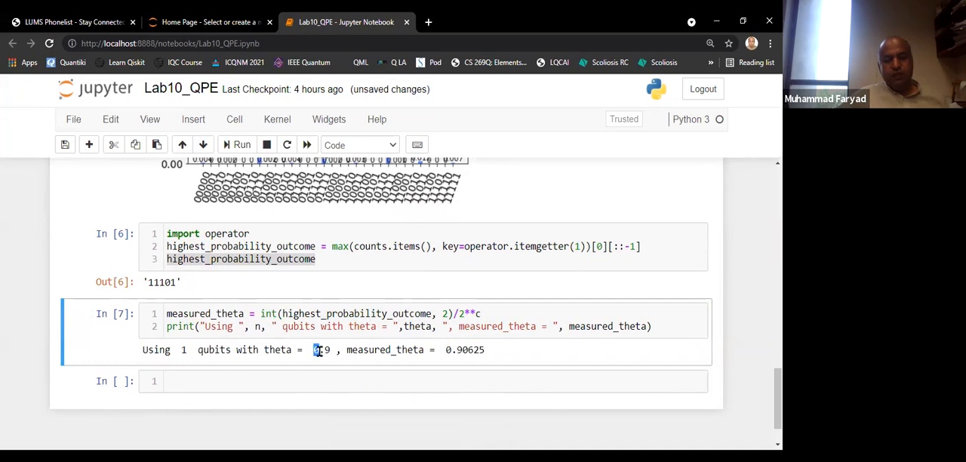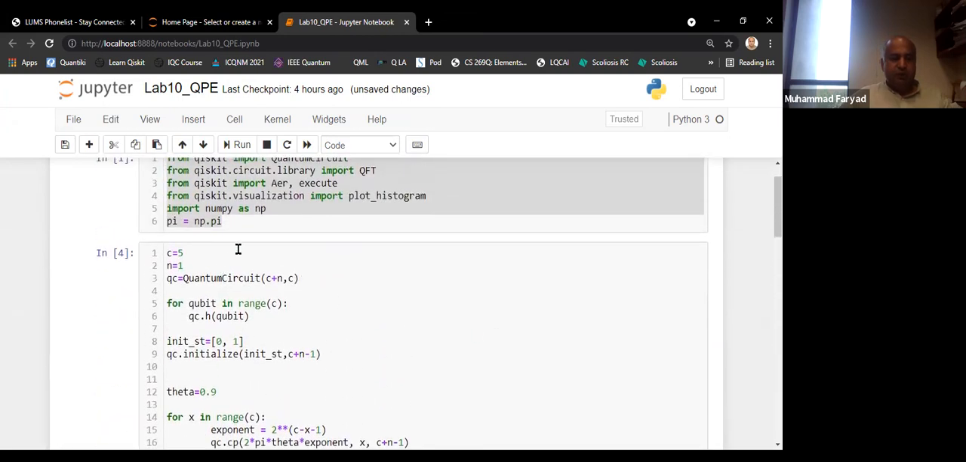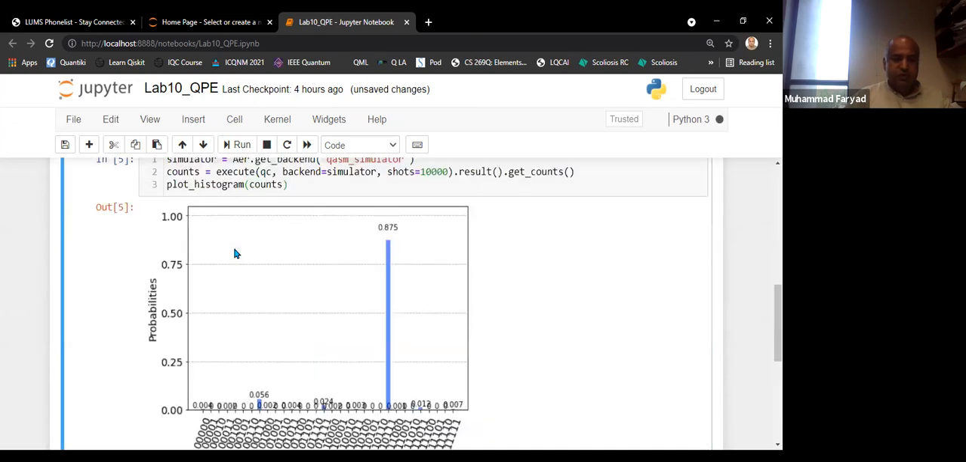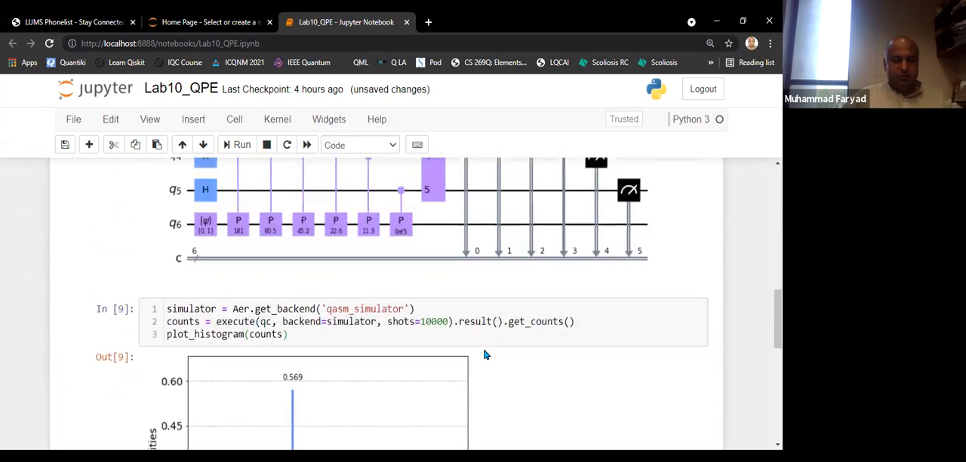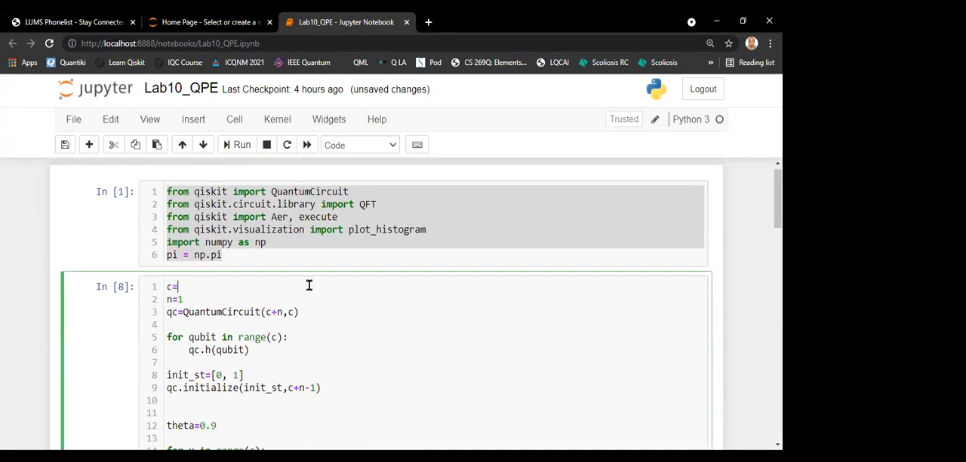So it should have given us 0.9, but it's giving us 0.90625, because the number of qubits c that we have used to represent 0.9 is not enough. You can get a better approximation by increasing c. Let's say we increase c to 6. It's still not close, but 0.9, what was the previous value? 0.90625 is now. I think it is the same.